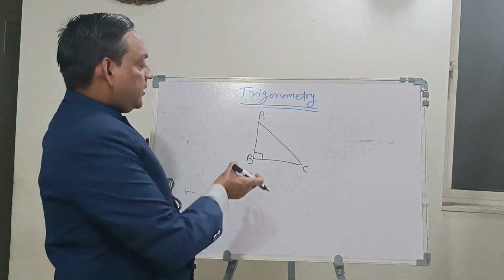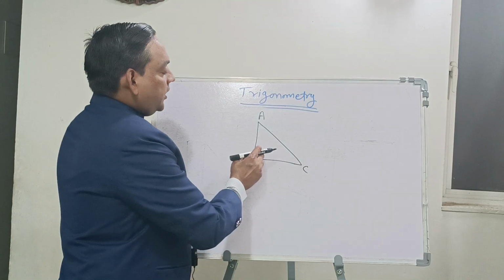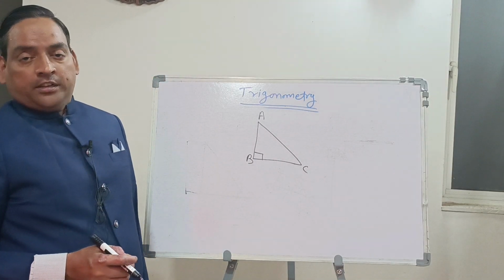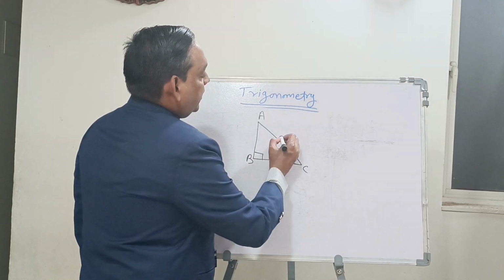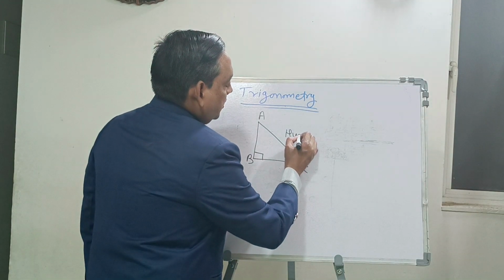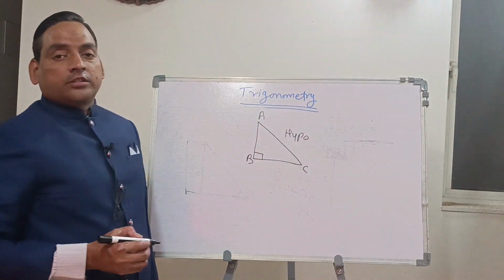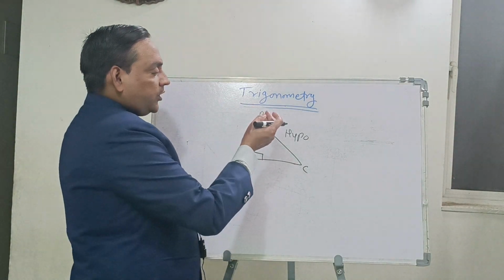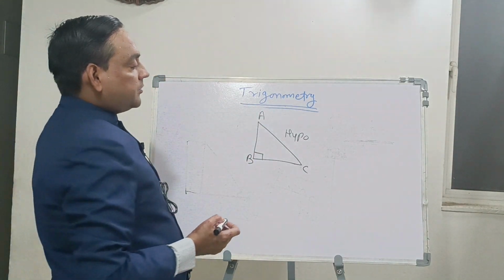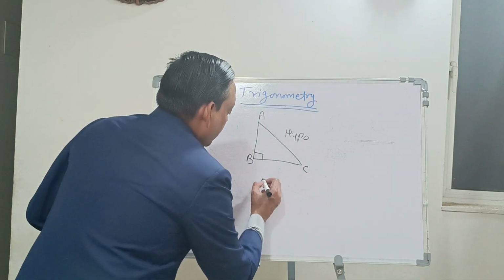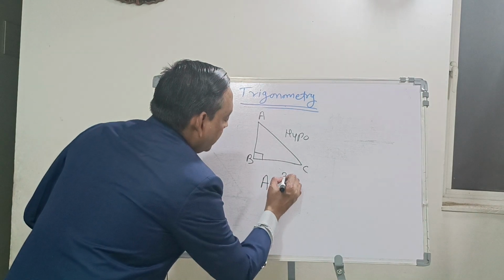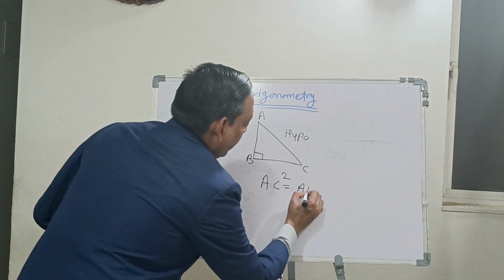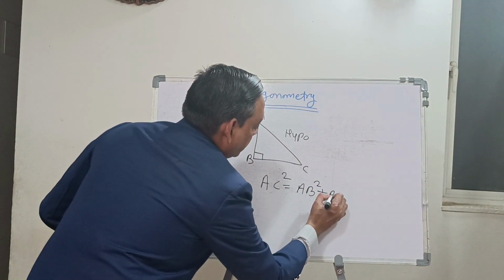We all know what a right angle triangle means: a triangle in which one angle is 90 degrees, and the side opposite the 90 degree angle is known as the hypotenuse. The hypotenuse is the longest side of the triangle. We also know the Pythagoras theorem, the relation between the sides AB, BC and AC: AC square is equal to AB square plus BC square.